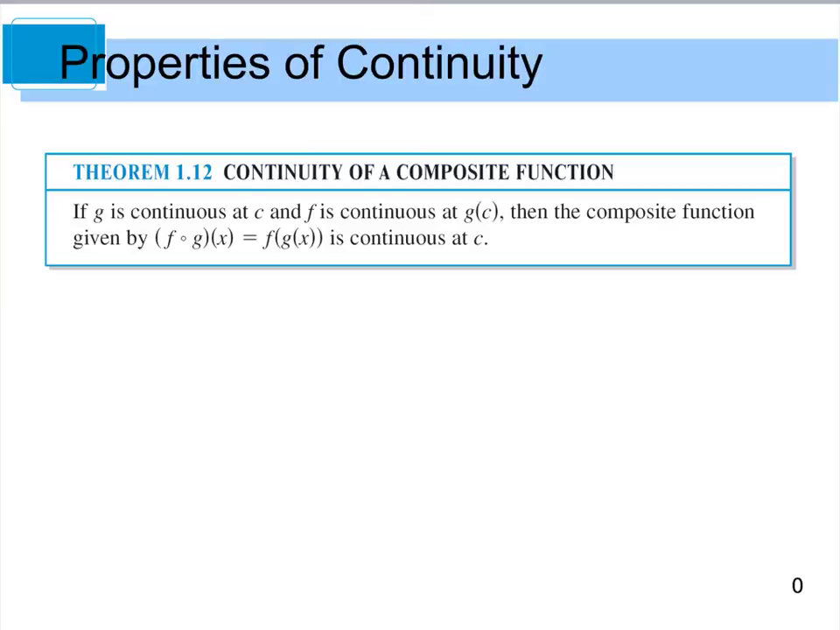Continuity of a composite function says if g is continuous at some point c, and the function f is continuous at g of c, then the composite function f composite g of x is equal to f of g of x. So these are also both continuous.